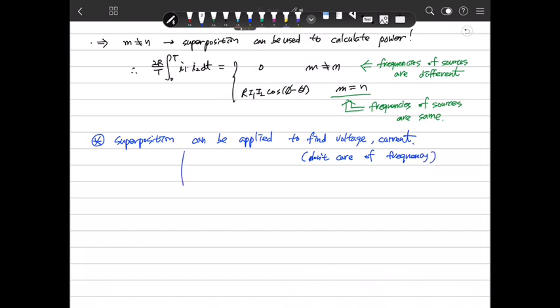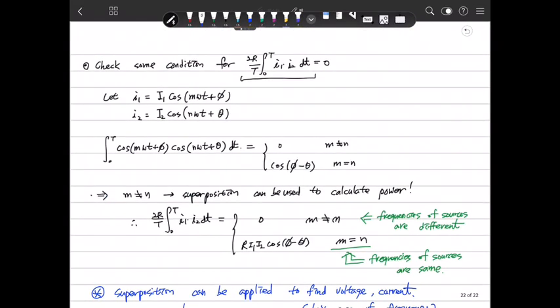How about superposition applied to calculate power? Only when there are different frequency sources. This is a summary of that.